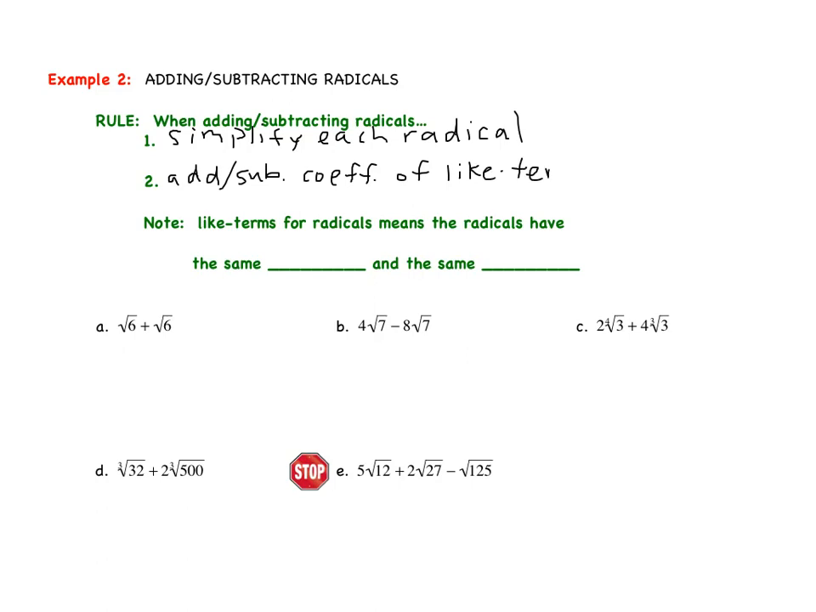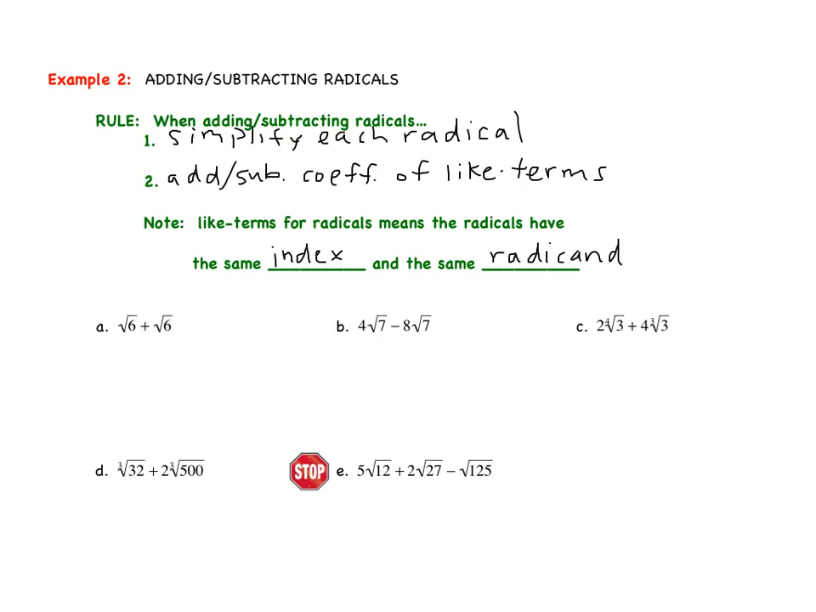Okay, so what are like terms when we're talking about radicals? In order for radicals to be like terms, they must have the same index and the same radicand, so the same value underneath the radical. If those two things are not identical, they are not like terms and we cannot combine them. Okay? So let's focus on these first few examples.